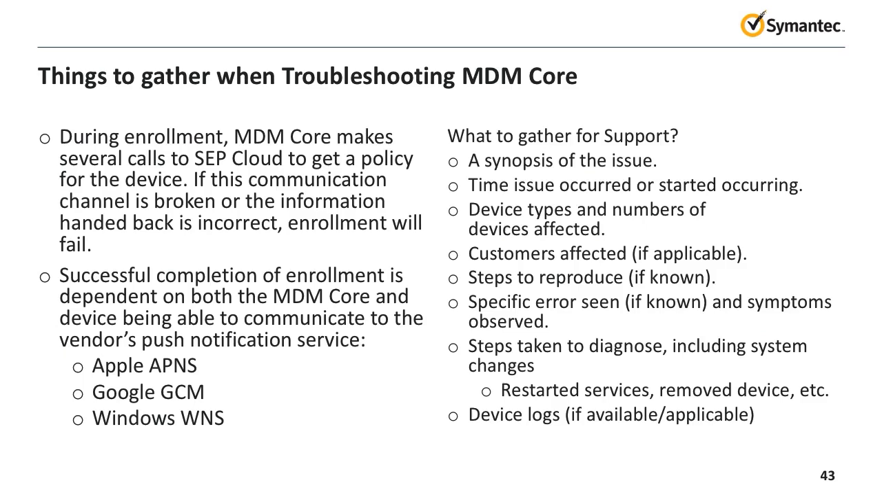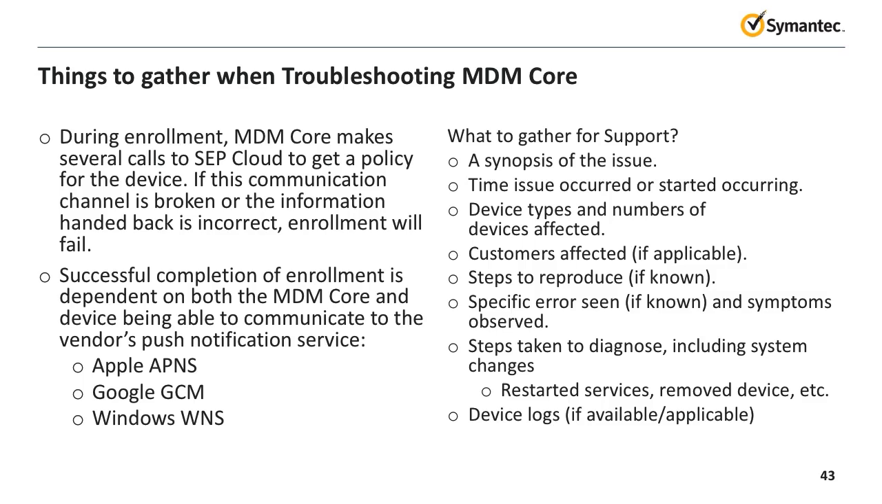During enrollment, MDM Core makes several calls to SEP Cloud to get a policy for the device. If this communication channel is broken or the information handed back is incorrect, enrollment will fail. Successful completion of enrollment is dependent on both the MDM Core and device being able to communicate with the vendor's push notification service, Apple APNS, Google GCM, and Windows WNS.